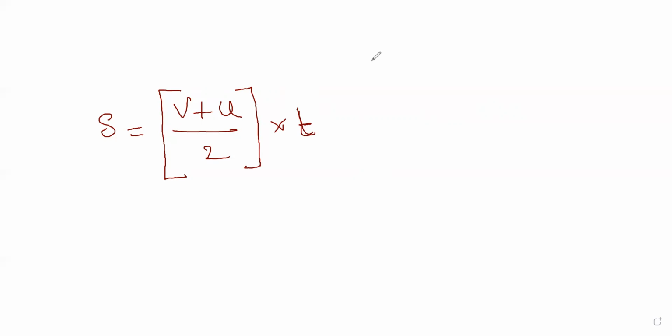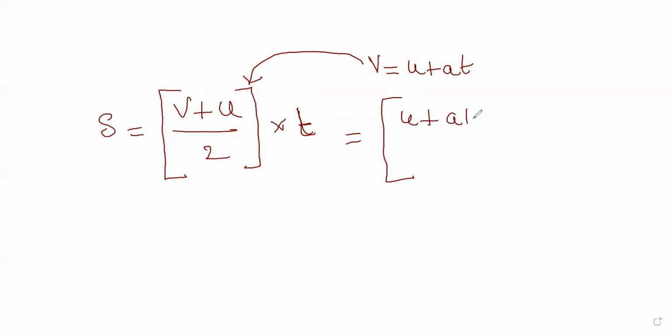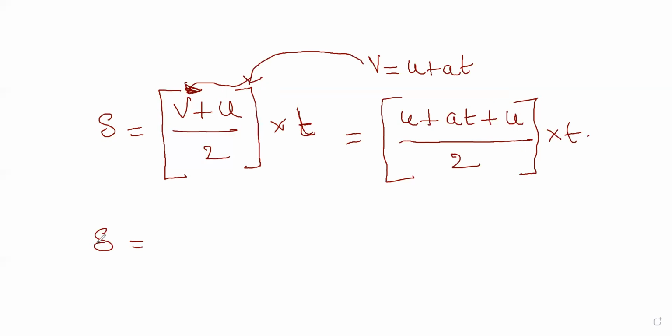Now we know the equation v is equal to u plus at. So let us substitute that over here. So I can write it as (u plus at plus u). So I substituted v here, v is equal to u plus at. So this becomes divided by 2 multiplied by t. So that is a displacement function. Please understand that this is displacement function.